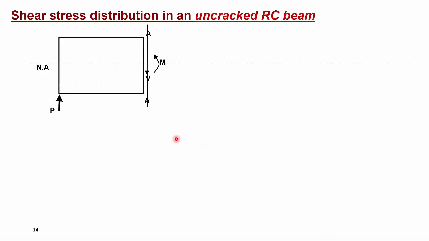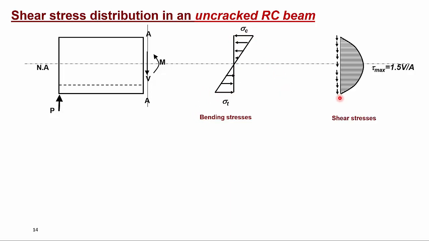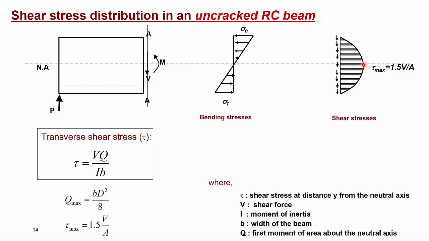Now, if we draw the bending stress and shear stress profile at section A, the bending stress is as seen here. It is an uncracked section, so the stresses are still linear. At the bottom, it is a tensile stress, and at the top, it is a compressive stress. The shear stress distribution will be parabolic like here. The shear stress at the bottom and the top is 0, and it will be maximum at the middle of the beam at the neutral axis.